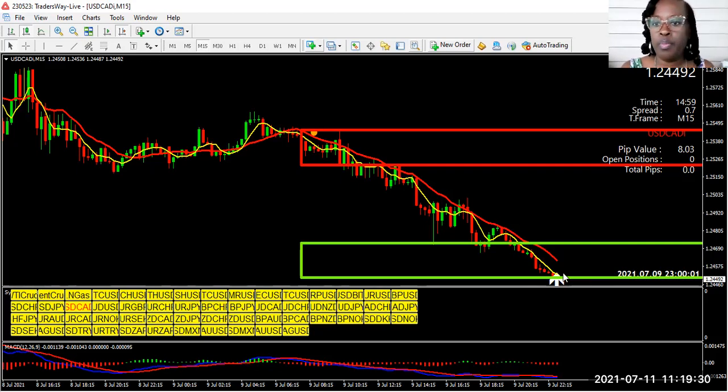Once our bullish candle breaks and closes above our moving averages and my MACD lines up, that's when I'm going to take the trade.